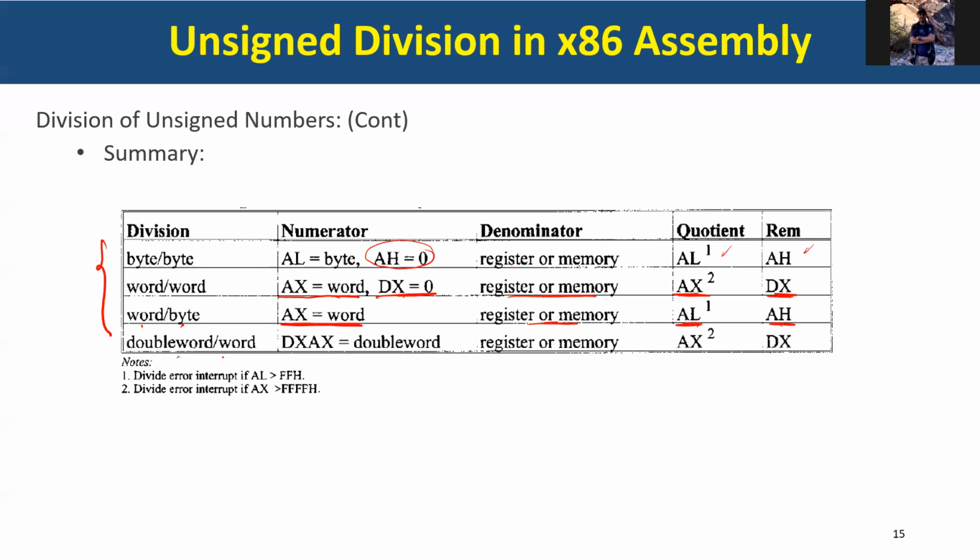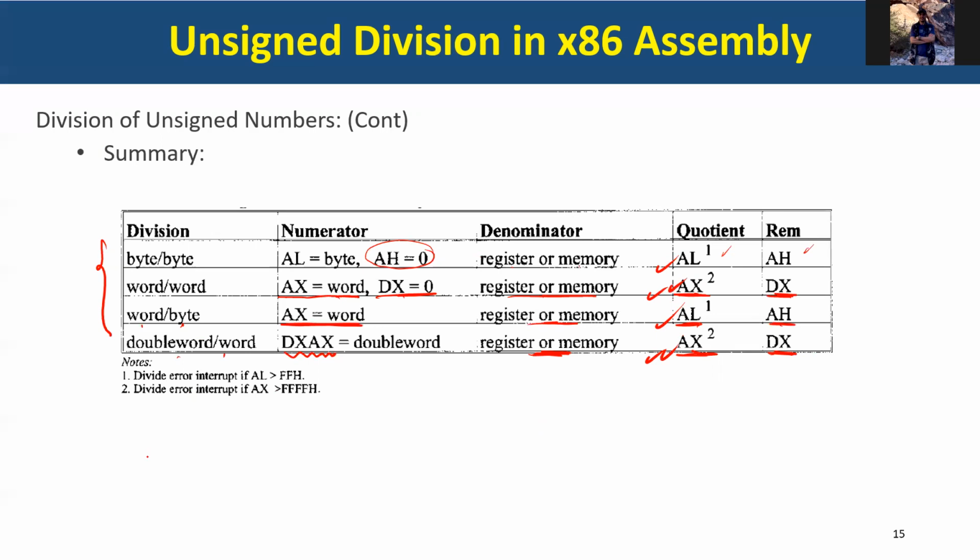When you divide double word by word, the double word will be in DX and AX together, 2 registers at the same time. The denominator should be a register or a memory. And again, the output quotient will be in AX, and the output remainder should be in DX. And remember here, if the quotient needs more than 8 bits in that case, or more than 16 bits in that case, then you will have an exception error.